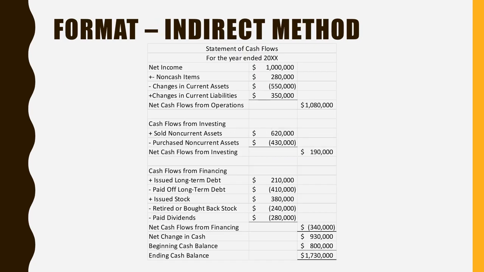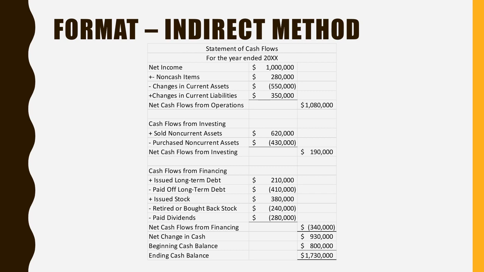So this is the basic format of the statement of cash flows using the indirect method. You start with net income. You add back any non-cash expenses like depreciation. You then subtract your current assets, any changes in those, and you add back changes in current liabilities. So while I say subtract current assets, that's assuming it's an increase. If it's a decrease, then you subtract a negative, so that's really adding. So you have to remember that it's the change that I'm looking at that either adds or subtracts.